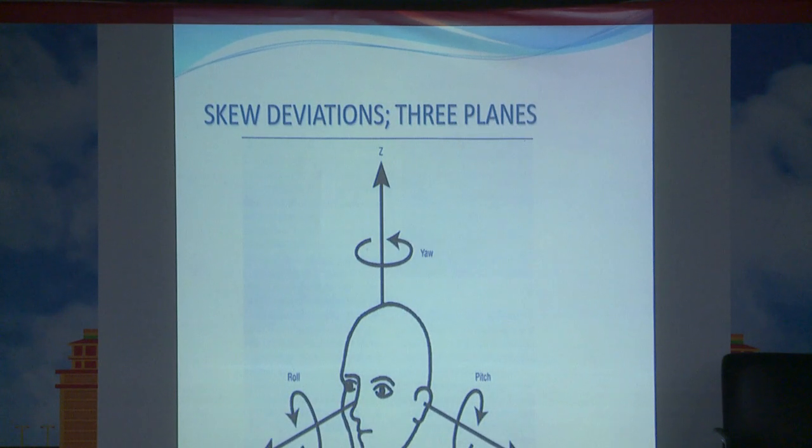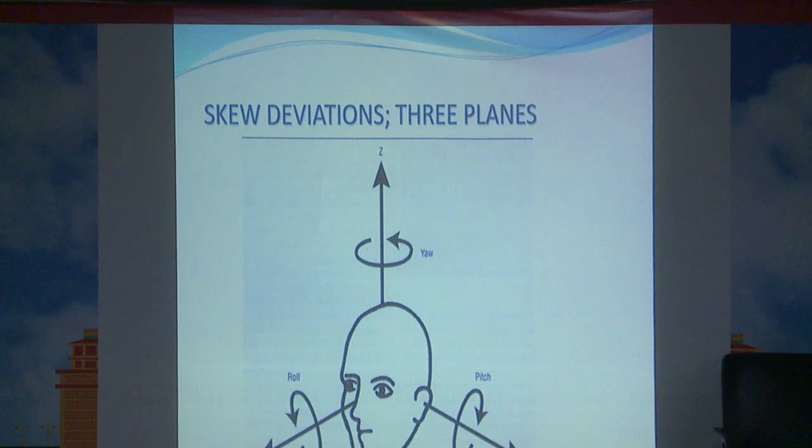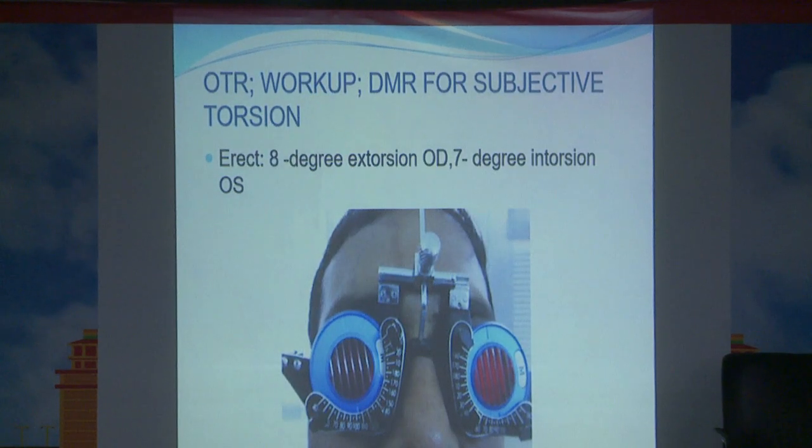So in these three axes you can have these movements. Now this is showing a typical case of ocular tilt reaction. You can see that there is a tilt to the right side and there is a left hypertropia. I will just show you the next picture, and there is also limitation of, you can see here. This we are doing as part of the workup.